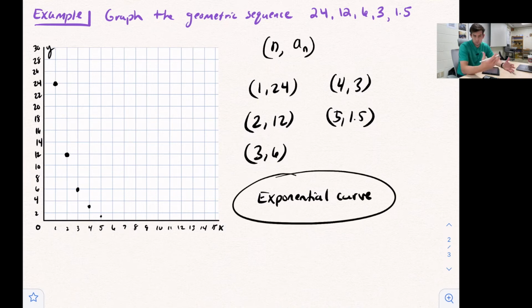Okay, so when we graph a geometric sequence, it will graph as an exponential curve. That will be the case anytime our common ratio is a positive number. Okay, if our common ratio is a negative number, then the graph will look a little bit differently.